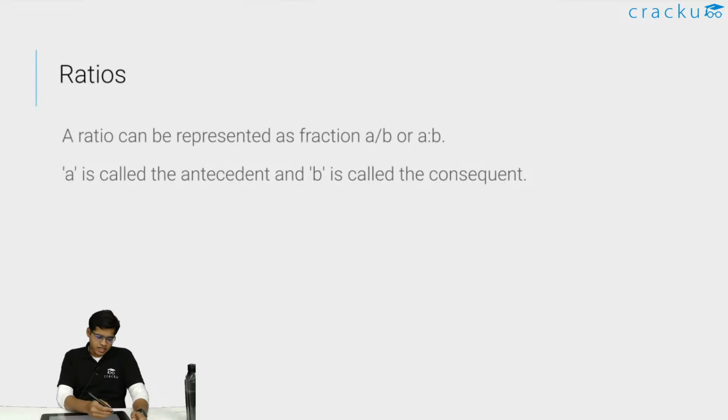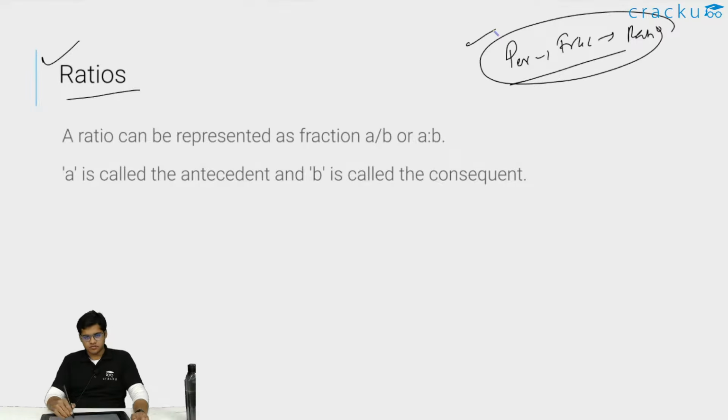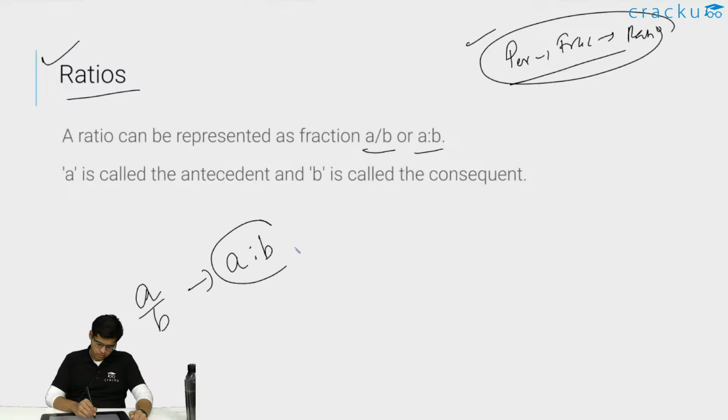So the next part is ratios. Now what is a ratio? Ratios are quite related to percentages. Percentage, fraction, ratio, these are quite relatable terms. A ratio can be represented as a fraction A by B, or A is to B. So the fraction A by B, this we call the A is to B ratio, right?